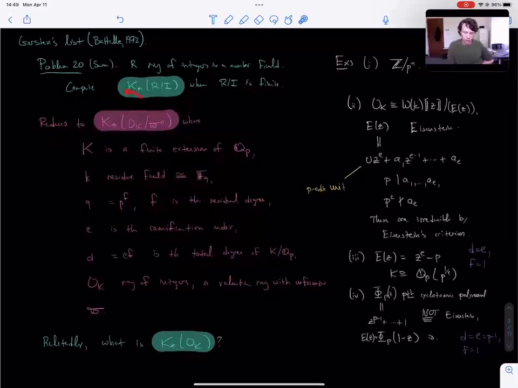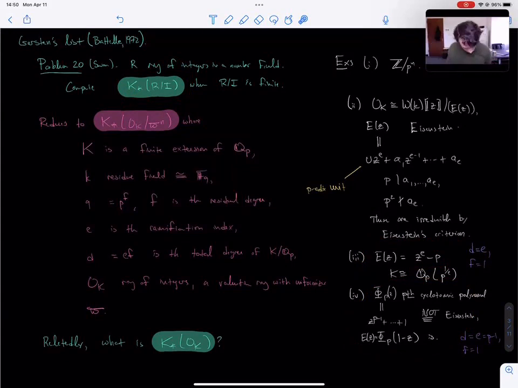So just an example, like adjoining an eth root of p gives you a ramified extension, or some cyclotomic extensions, but then you don't use the cyclotomic polynomial, but sort of a shift of it.